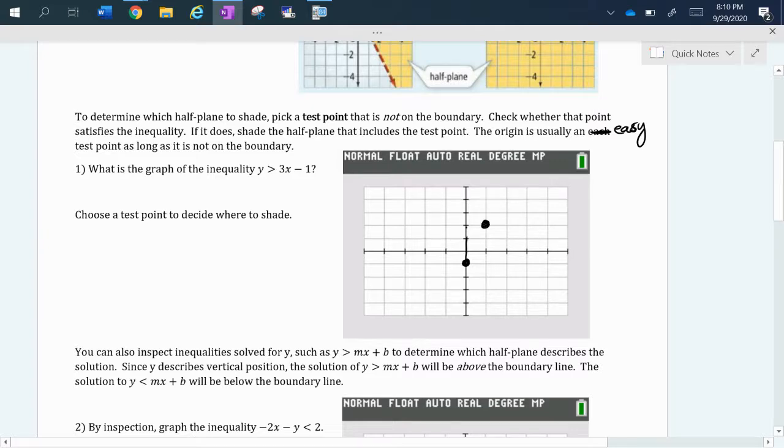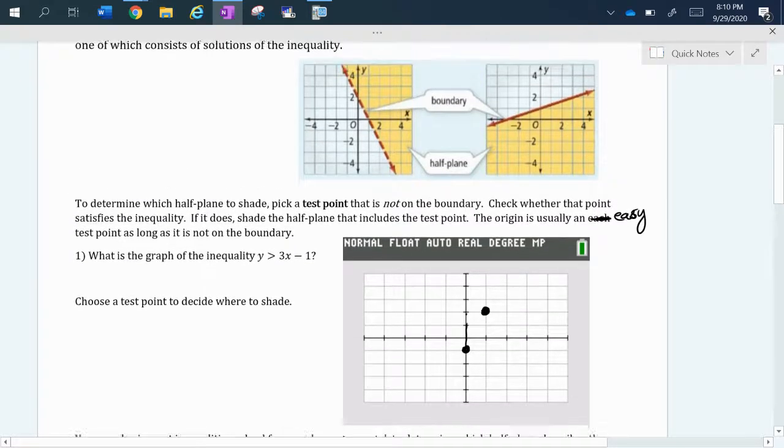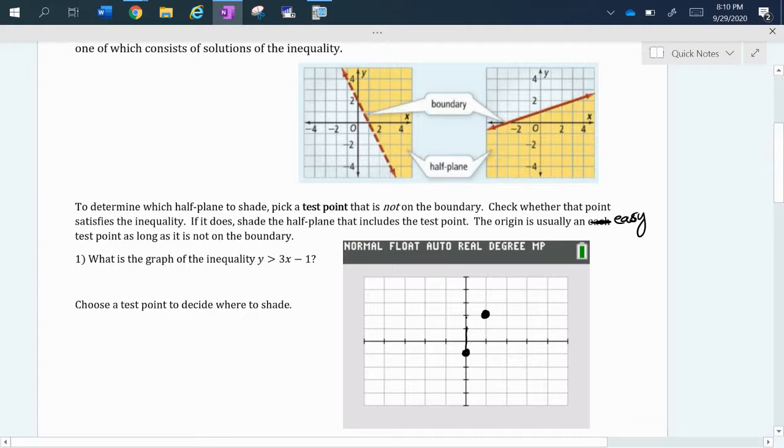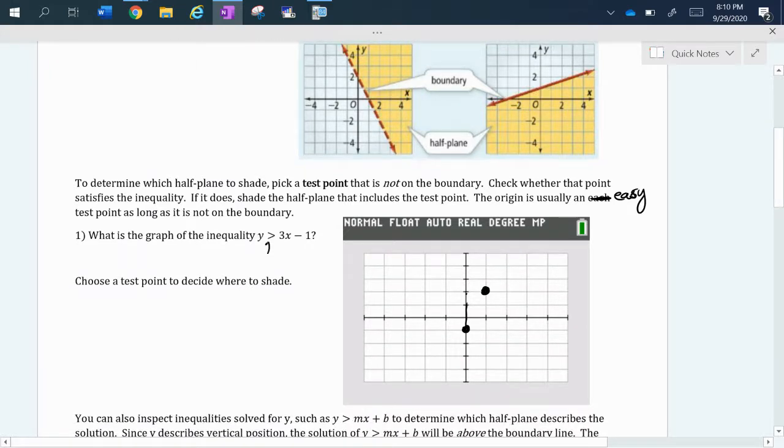So the next thing I'm going to determine is if my boundary is solid, which means I am including the boundary, or is it dotted, which means I am not including the boundary. So if I have a greater than, this tells me that I am not including the boundary. So what I need here is a dotted boundary. So I'm going to put a dotted boundary here.